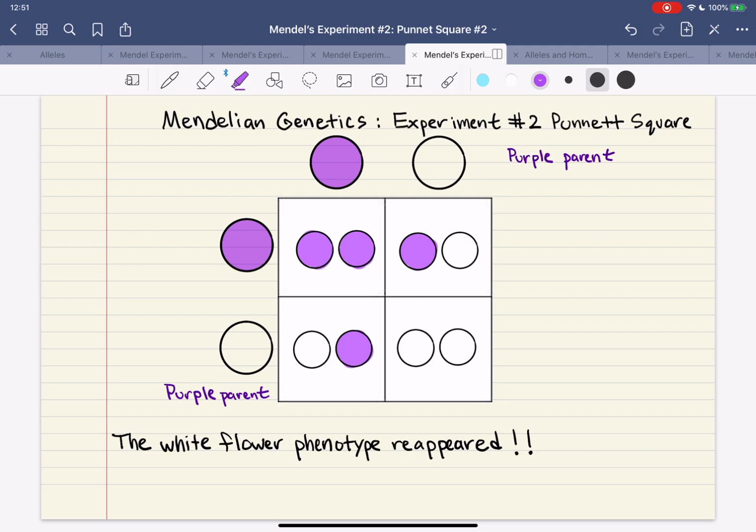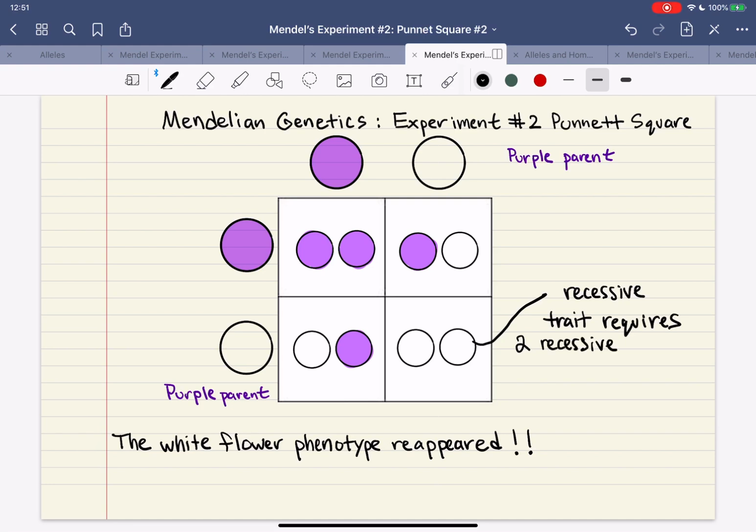Now, he figured this out. He said, wow, each parent must be passing on 1 factor, but each parent originally had 2. And the math made sense. He put it together to figure out that in order for the recessive trait to show up, you need 2 of the recessive factors so that there's no dominant purple factor to hide it.